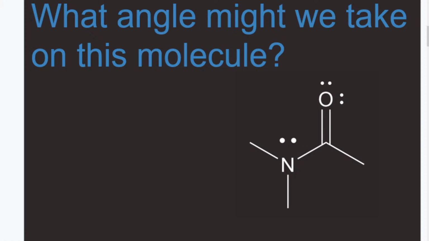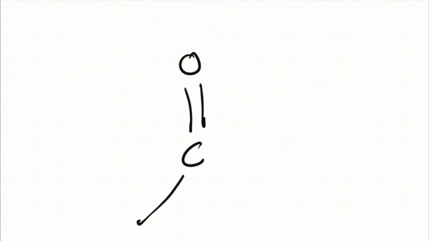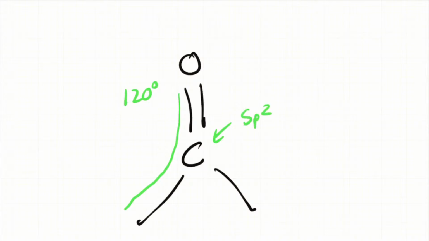And so if I switch over to my paper, we might say, well, when I look at this molecule, I know that I have a double bond here, and so any angle coming off from here that I might show us here, that angle we're going to say is 120 degrees. And that's because this carbon in this drawing is an sp2 center.